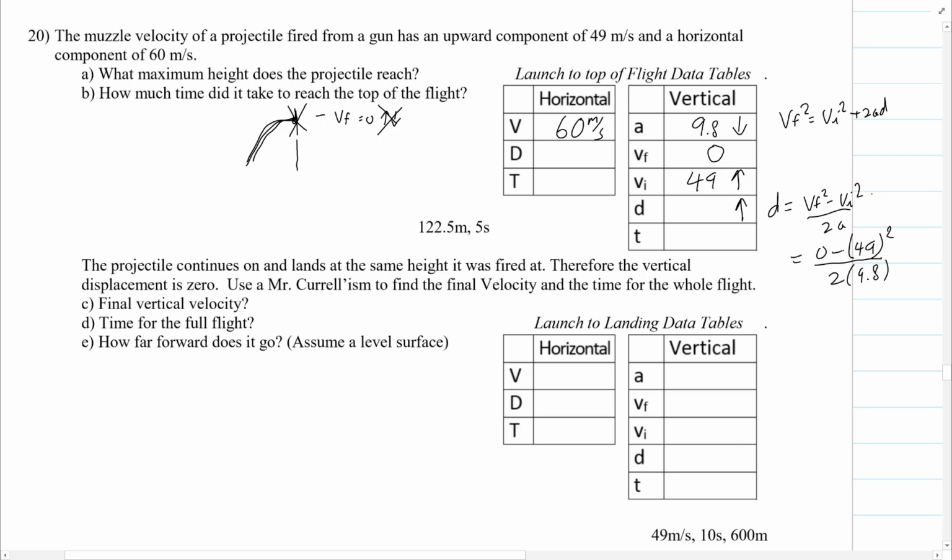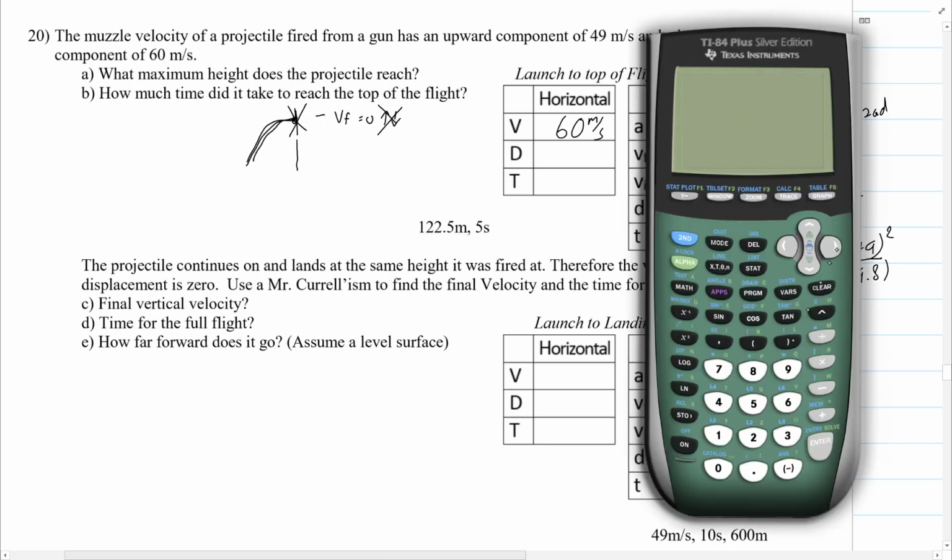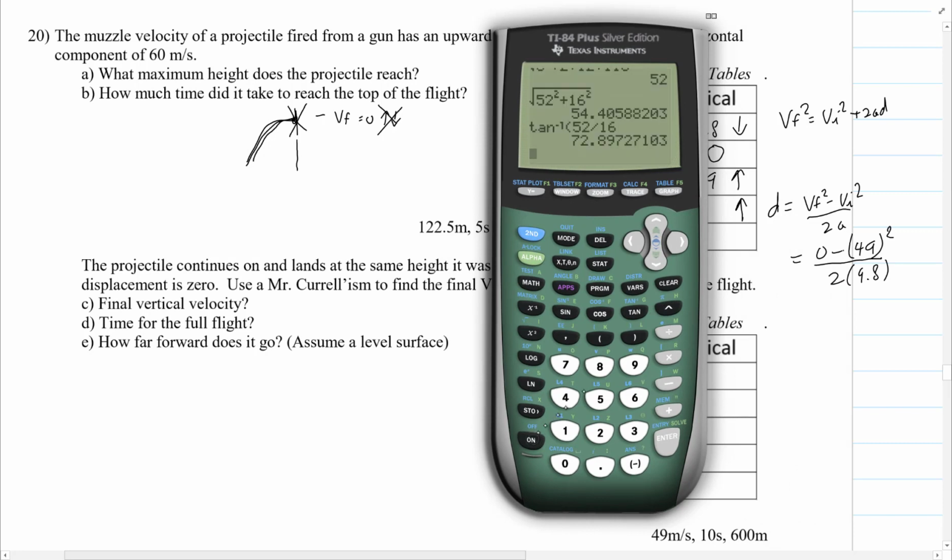It's the opposite. Okay, 49 squared divided by 19.6, or 49 squared divided by 9.8, and also divided by 2. That's 122.5 meters.